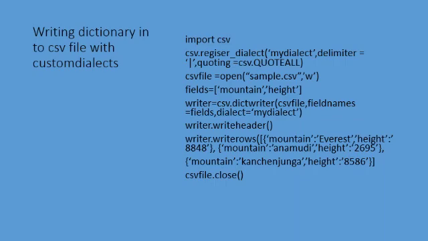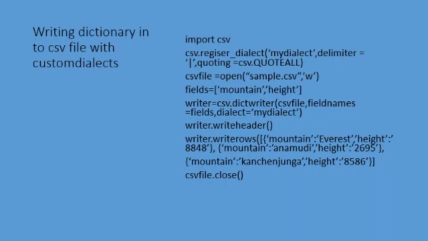csv.register_dialect, my dialect, comma, delimiter equal to pipe symbol, quoting equal to csv.QUOTE_ALL. So two things I have given: delimiter pipe and quoting quote all. So csv file is a variable. I am giving open sample.csv in write mode. Open function will open the sample.csv in write mode. It is stored in csv file. Then fields equal to mountain comma height, the same thing only. Heading I have given using this.